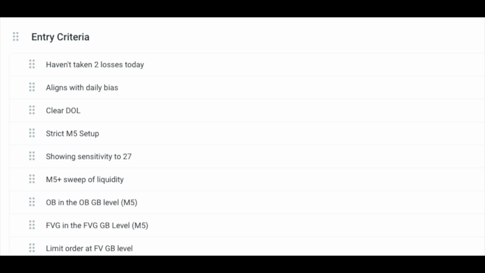We always have our stop loss at the low or the high. So this is 0 or 100 as per the GB price. And we always, no matter what, we always TP at EQ. This is at the 0.5 level.